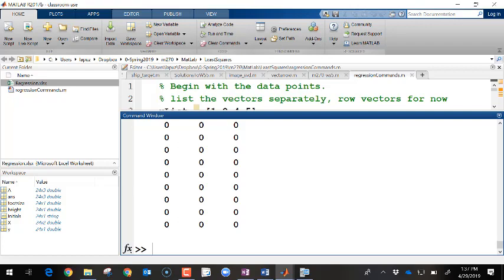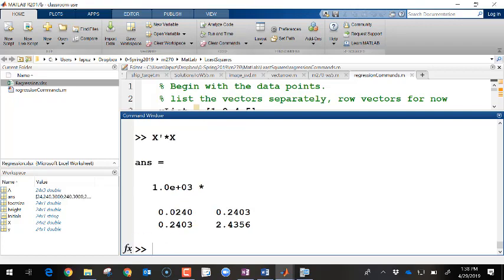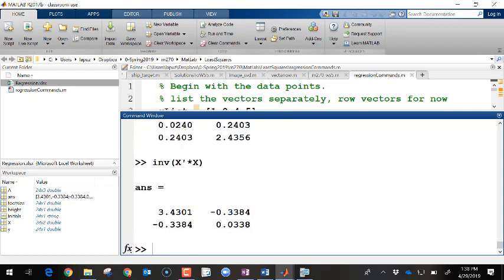So what did we need to do? What were the things that we need to do? We need x transpose x. So x transpose times x. It looks like these are small numbers. And then take the inverse of that. Okay, so we got a 2 by 2 matrix, which we should have expected.